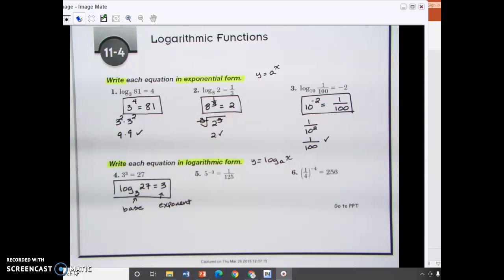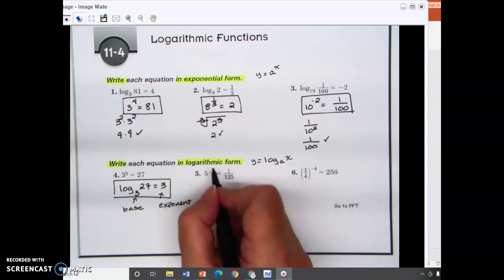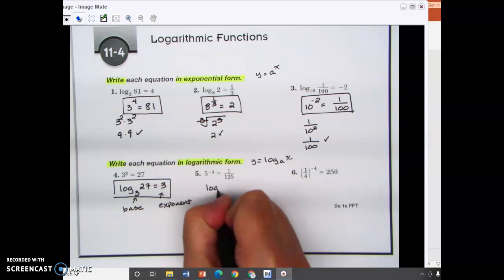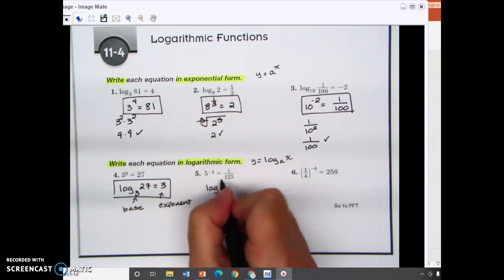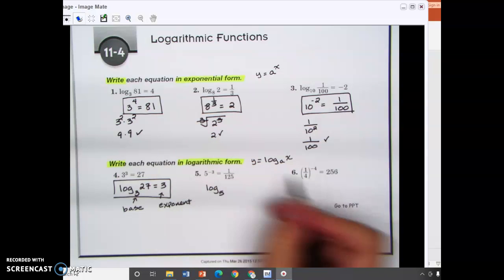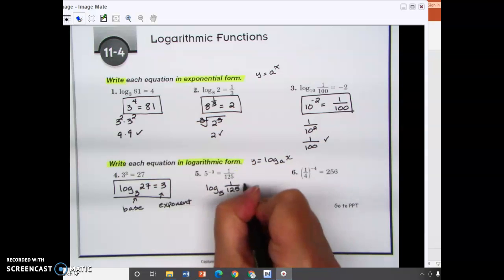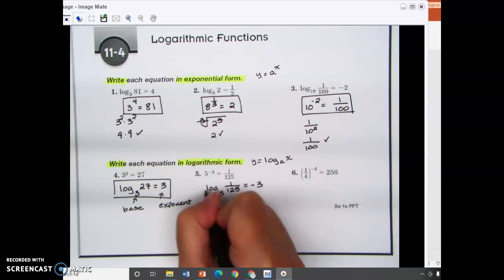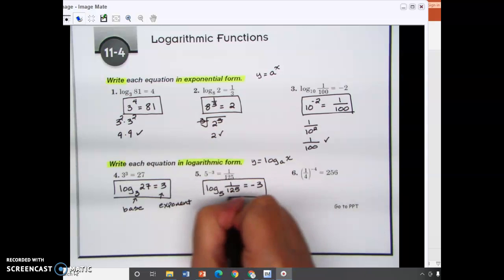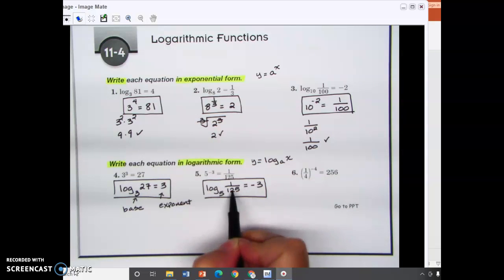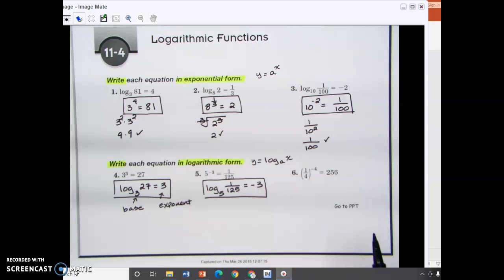All right, so go ahead and try number 5. So you should have the log base 5, since the base of this exponential here is 5. The number that it's equal to is 1 over 125, and that's equal to the exponent, which is negative 3. So again, this is saying 5 to what power gives me 1 over 125. So go ahead and try number 6.